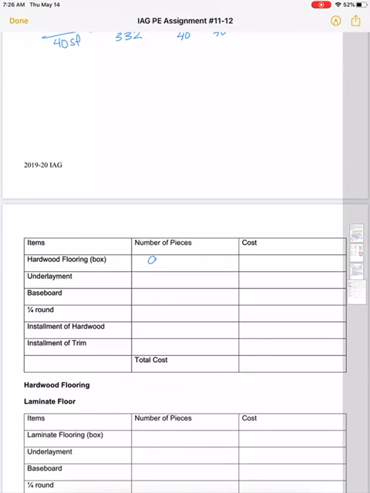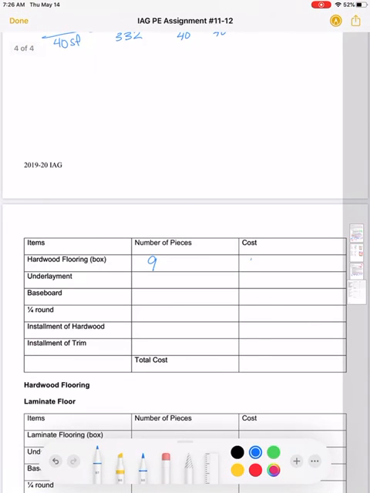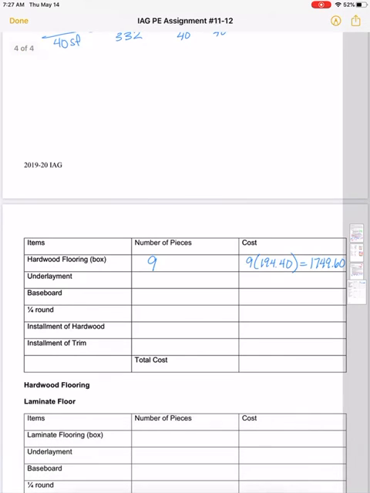So go ahead, come down here. I need to buy 9 boxes, and 9 boxes times 194.40, it's going to cost me a lot. And that's for all of you. However many boxes you need times 194.40, it's not going to be a low number. Yeah, it's going to cost me $1,749.60. Okay, so that is going to be the cost of wood flooring.